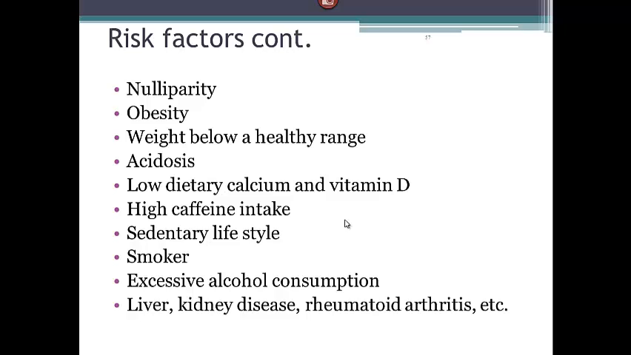So parathyroid disorders is also associated with it. High caffeine intake, sedentary lifestyles, smoker, excessive alcohol consumption, and any type of autoimmune disease or liver or kidney disorders that impede the excretion of phosphate and impairs the metabolism of calcium.